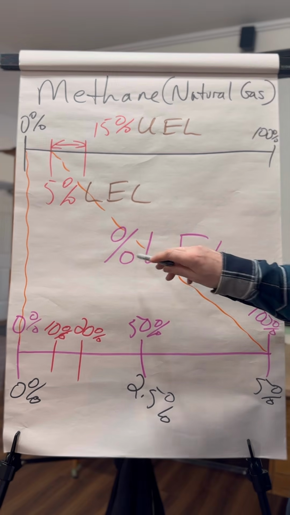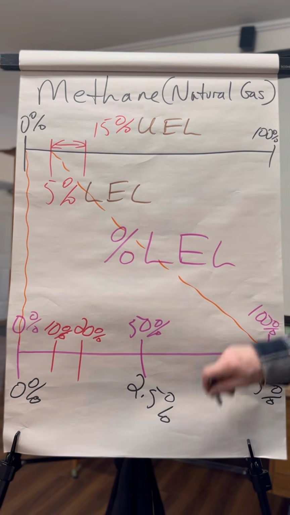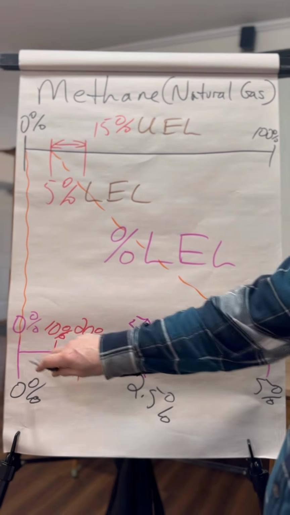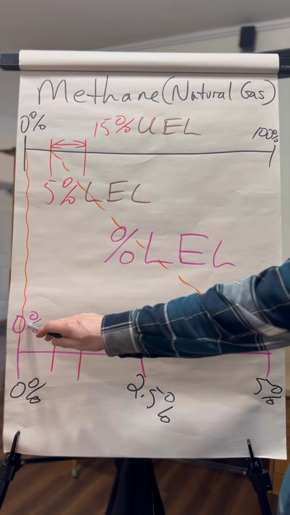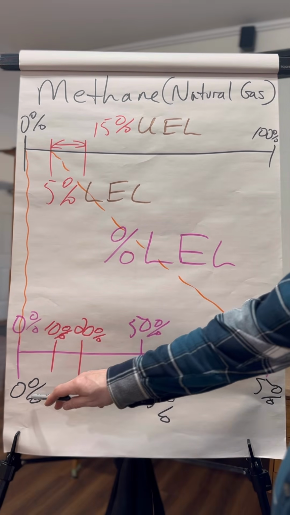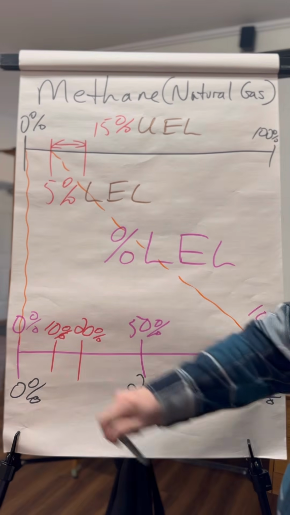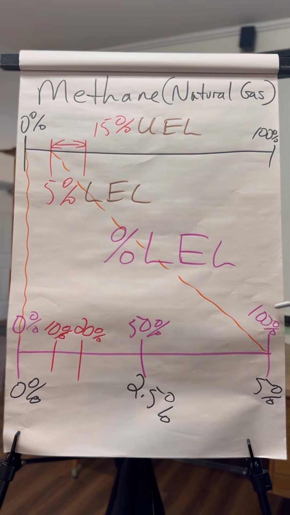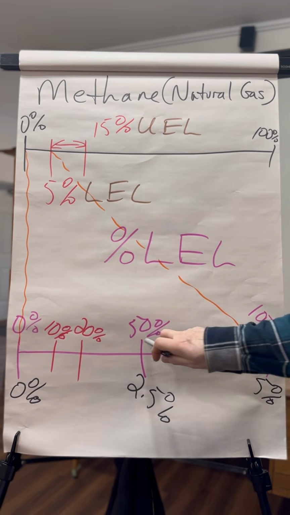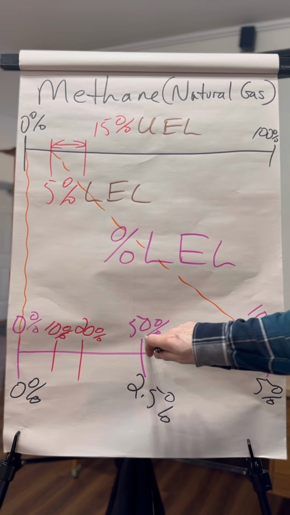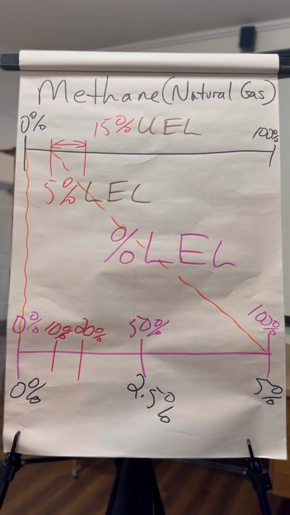So we also have to talk about percent LEL. Percent LEL is also a scale that goes from 0 to 100%. If I have a 0% LEL, I have 0%, in this case, methane. If I have 100% LEL, I have 5% methane in this case. This scale is this little scale expanded. So if I have 50% LEL, that's 2.5% methane.